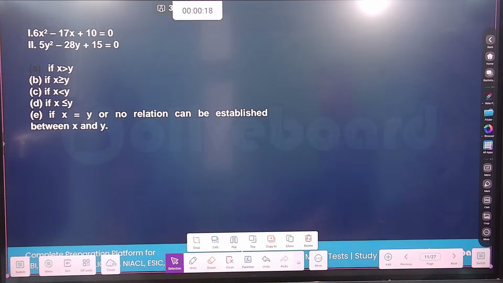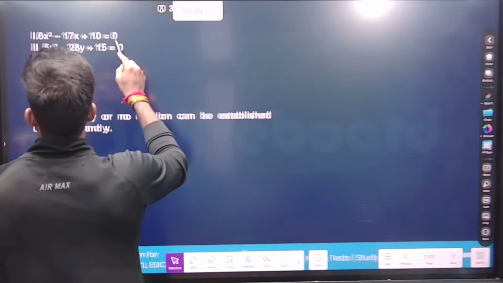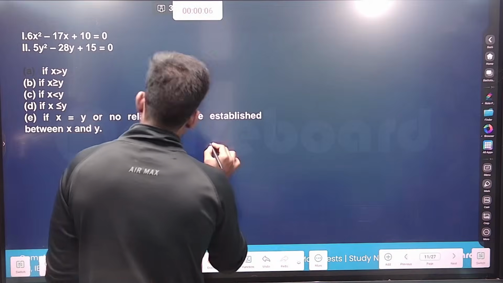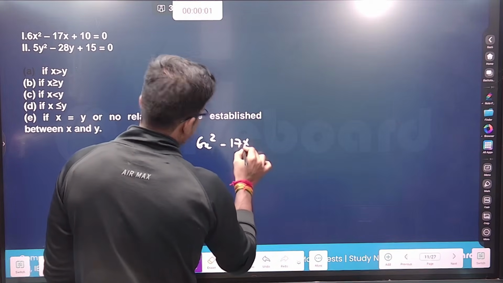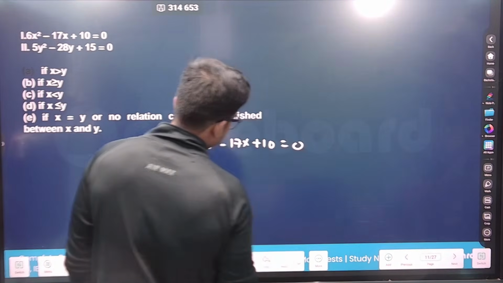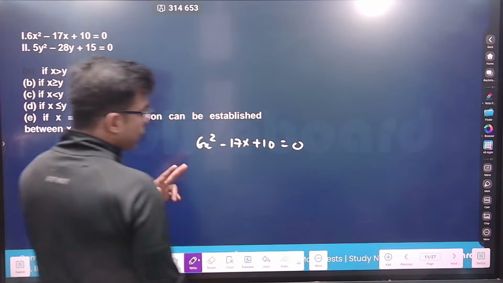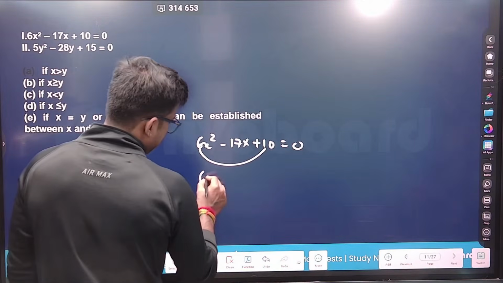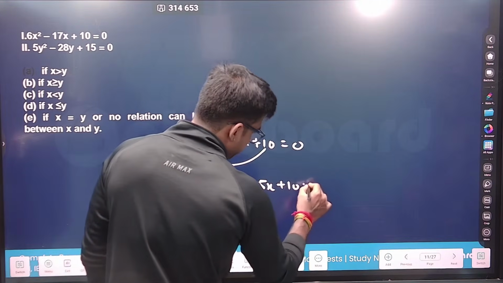Okay. First of all, this is pretty much clear, guys. In my paid classes, I've guided you on one thing. If there is an equation like 6x square minus 17x plus 10 is equal to 0, then the two roots of this equation would be positive. You know that this is 60, and this is 6x square minus 12x minus 5x plus 10, like that.